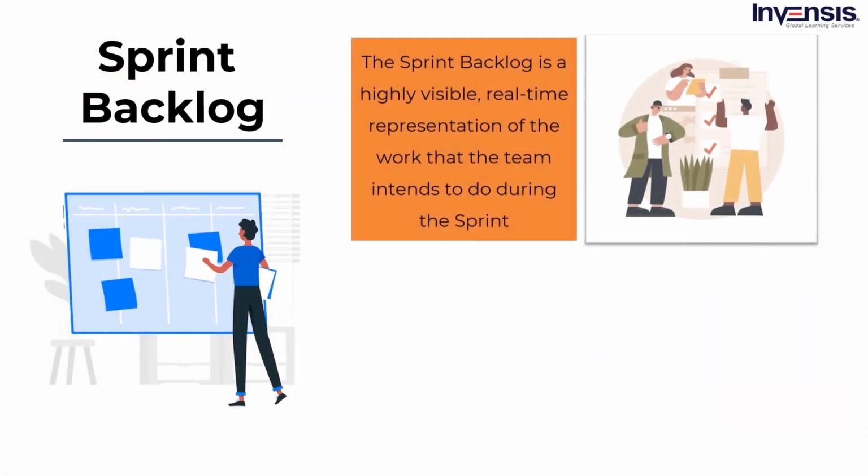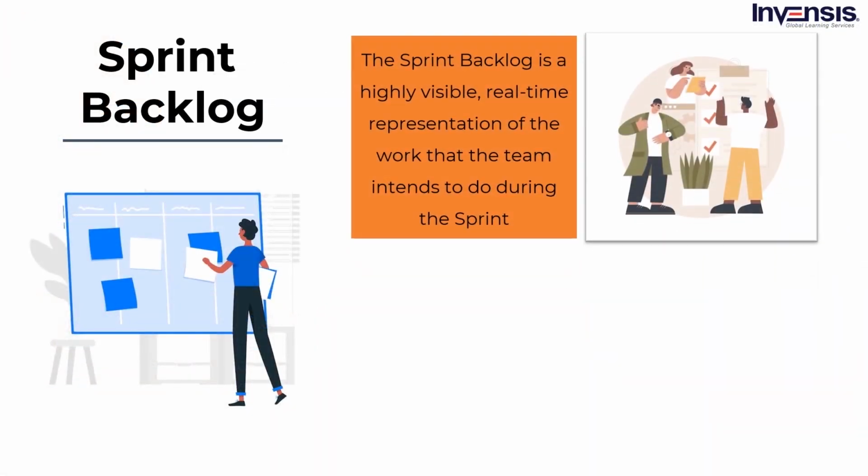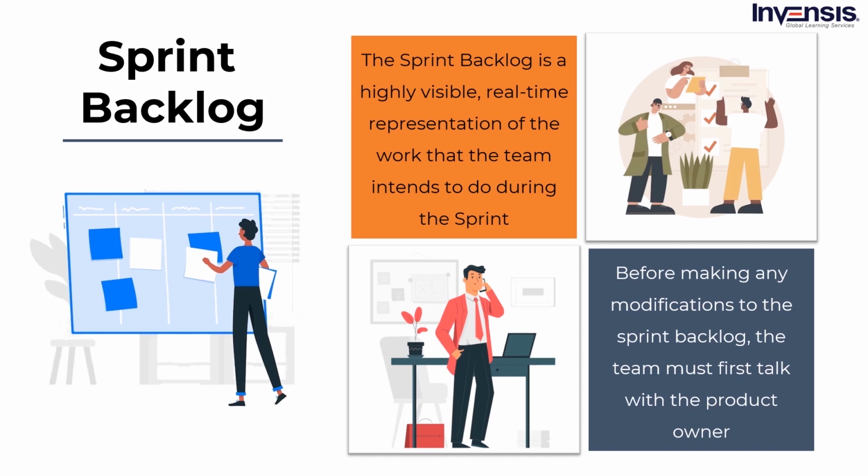The sprint backlog is a highly visible, real-time representation of the work that the team intends to do during the sprint, and it is owned entirely by the team. However, the development team is not entirely permitted to change the items in a sprint backlog. Before making any modifications to the sprint backlog, the team must first negotiate with the product owner, product manager, or Scrum Master. This communication between the development team and the Scrum Master is beneficial. The reason for this is that rather than completely eliminating a process, it allows you to find methods that help to create smaller parts of the process so that they can be completed relatively easier.